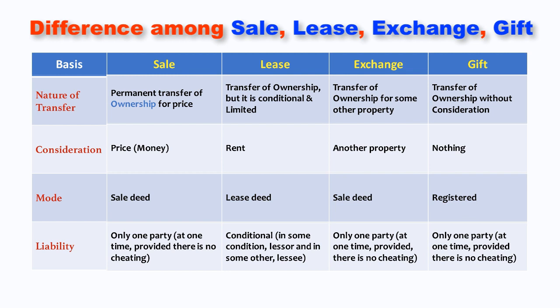But largely, if we see the overall picture, this is how it works, and this is the major difference between sale, lease, exchange, and gift. So, I believe now these points are much clearer with this table.